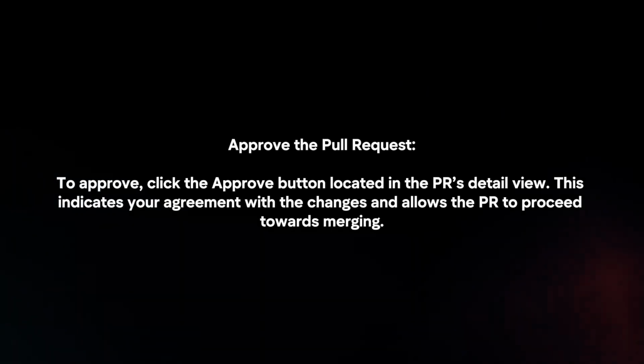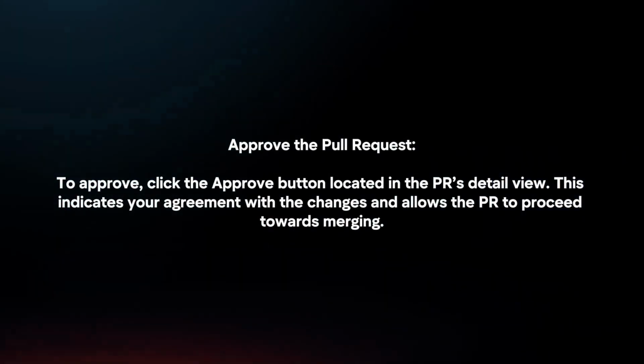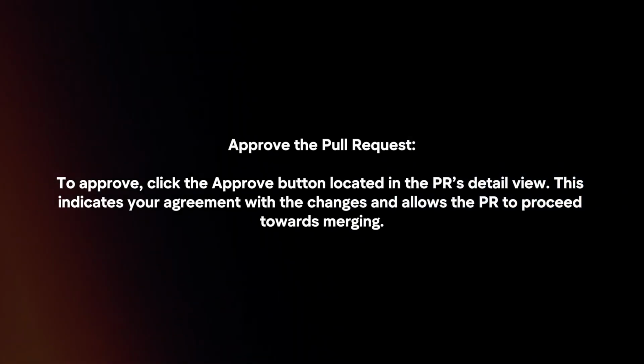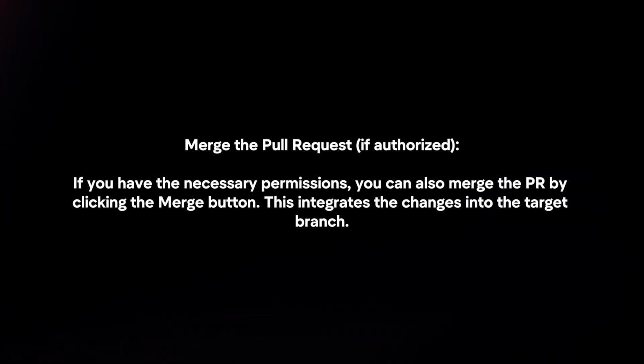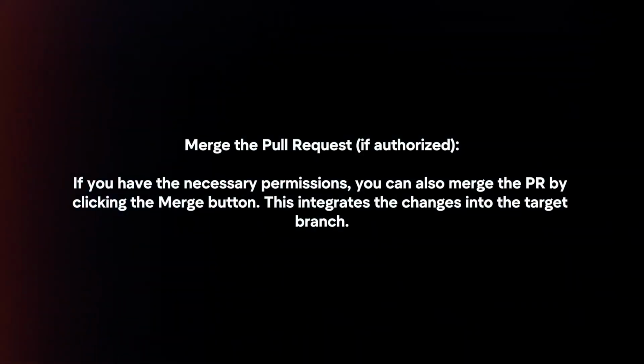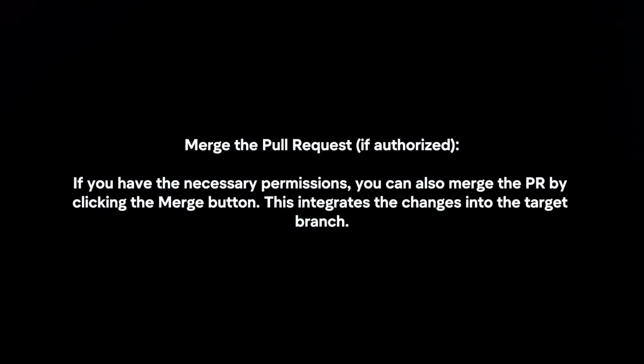Approve the pull request. To approve, click the Approve button located in the PR's detail view. This indicates your agreement with the changes and allows the PR to proceed towards merging. Merge the pull request. If you have the necessary permissions, you can also merge the PR by clicking the Merge button. This integrates the changes into the target branch.